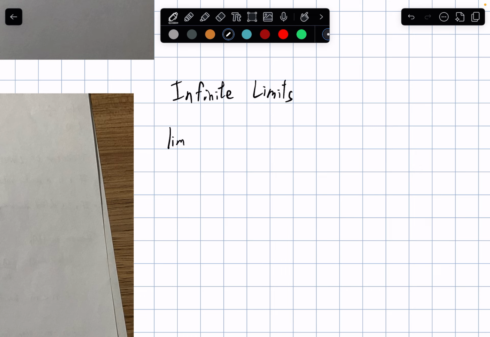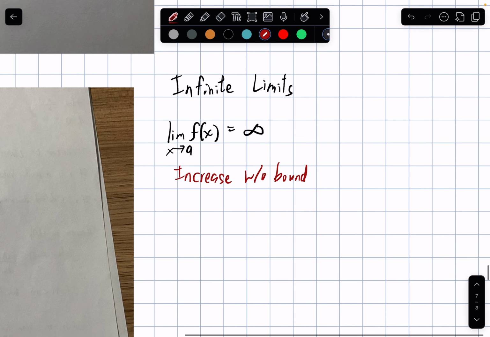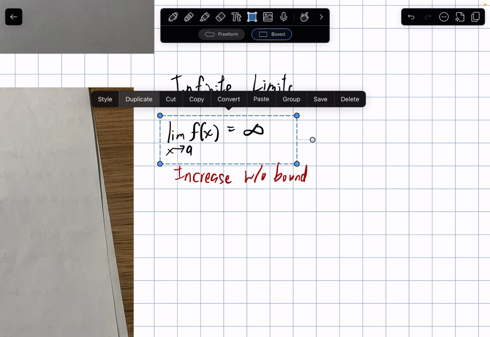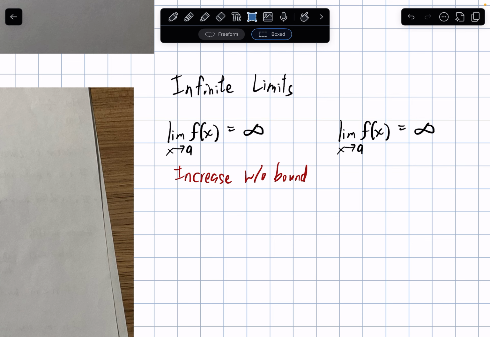we have the limit of f of x as x approaches a. If this is equal to infinity, this basically means that there is an increase without bound. And in the same way, if we say that this is equal to negative infinity, then that basically means decrease without bound.